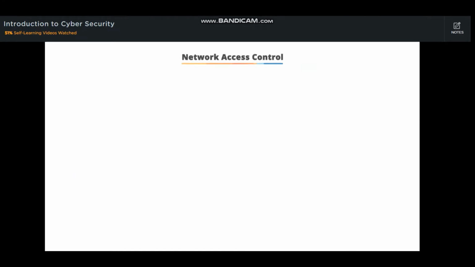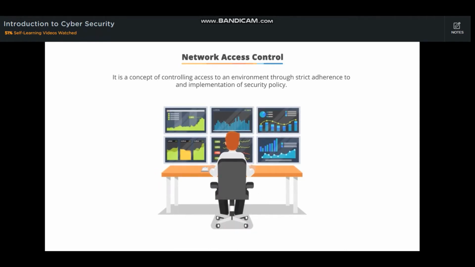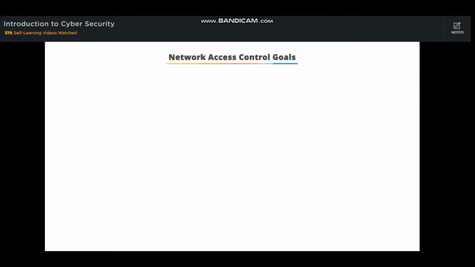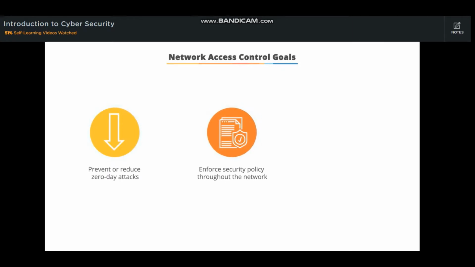Network access control. It is the concept of controlling access to an environment through strict adherence to and implementation of security policy. The goals of network access control are to prevent or reduce zero-day attacks, enforce security policy throughout the network, and to use identities to perform access control.